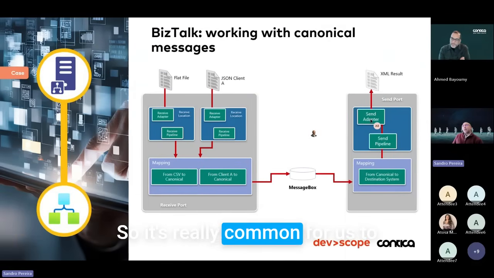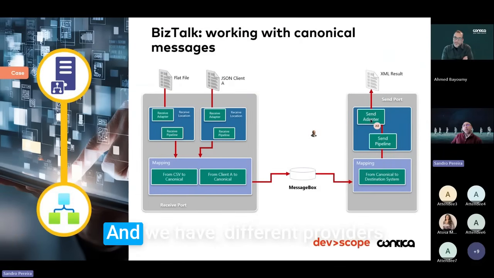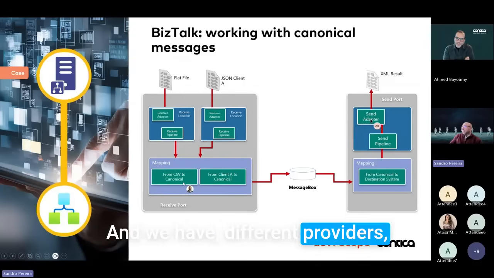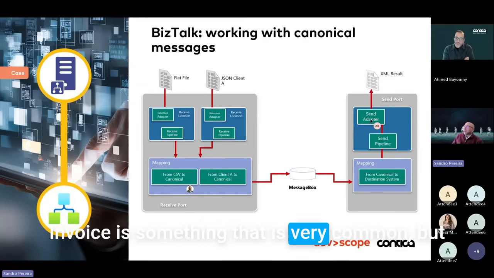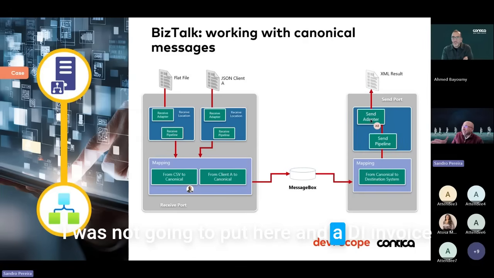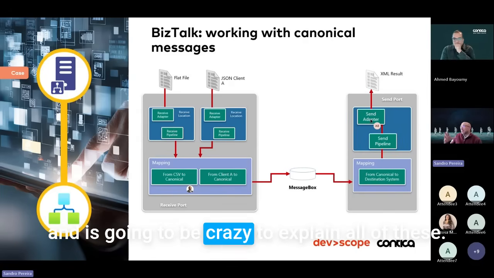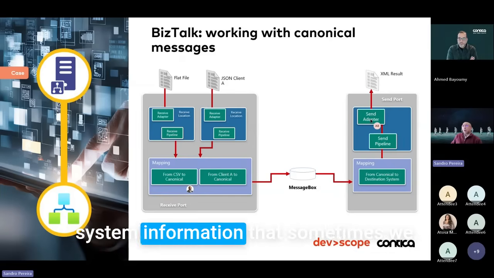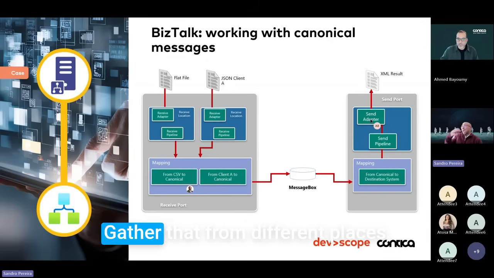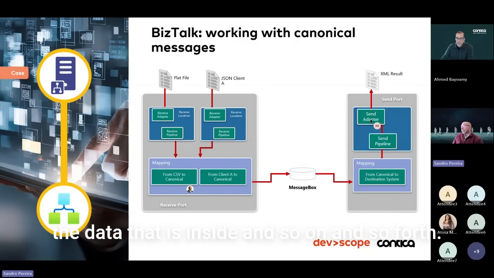So it's really common for us to have these kinds of solutions, where we have different providers, different partners sending orders, sending data, you name it, okay? Invoice is something very common, but I was not going to put an EDI invoice here, and it would be crazy to explain all of that, okay? But there are other scenarios, like system information, that we sometimes gather from different places, different partners, and they are different. Different in file format, different in the data that is inside, and so on and so forth.